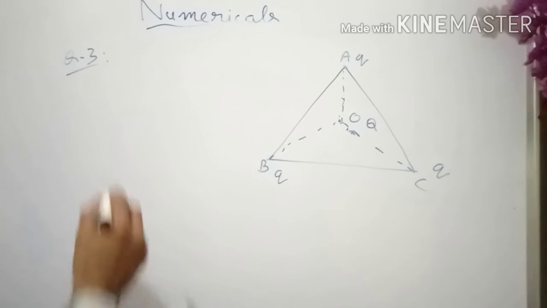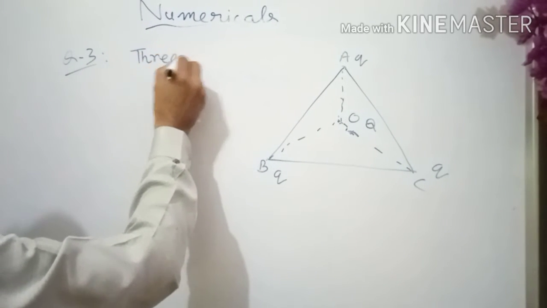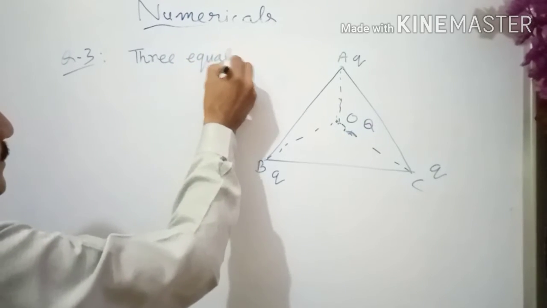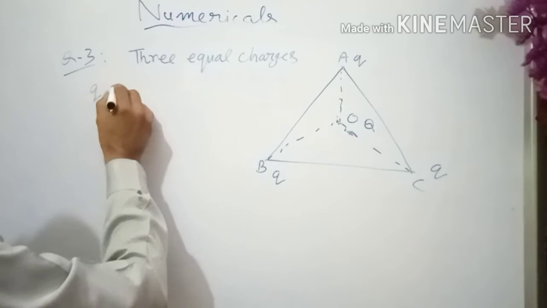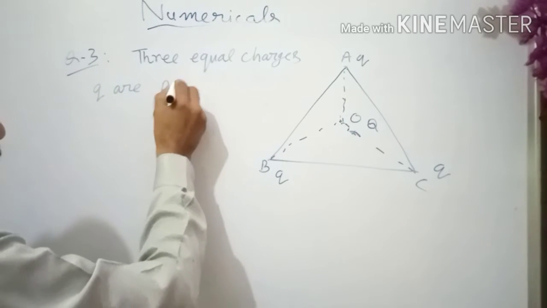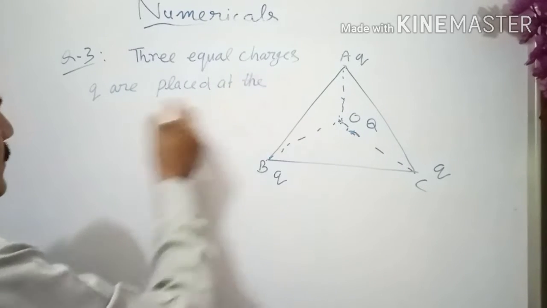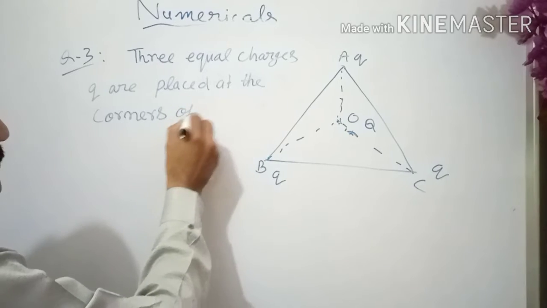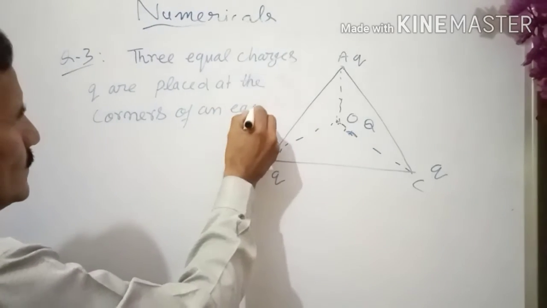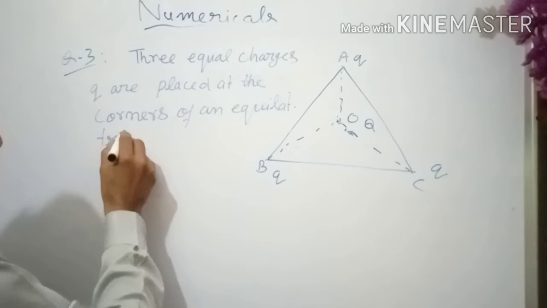Again, what is the question? 3 equal charges Q are placed at the corners of an equilateral triangle.